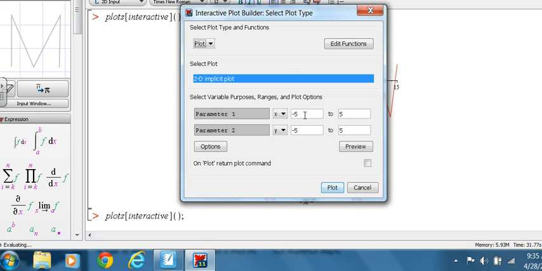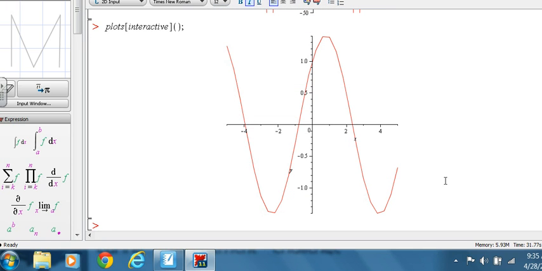Well, we don't have to go all the way up to 5, do we? We can go to minus 2 and plus 2. And we'd like to go plus or minus pi, right? So that gets us plus or minus pi. Well, that's almost what I did. Wow. Thank you, Maple, for being so good to us.